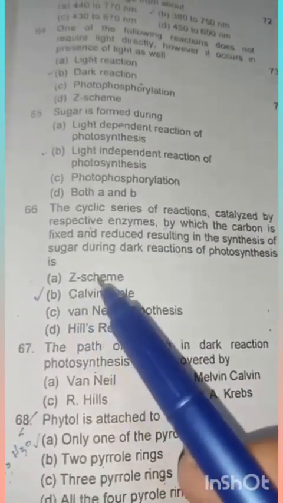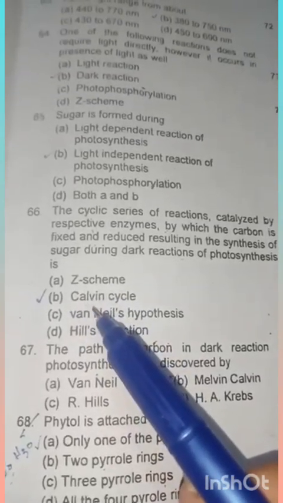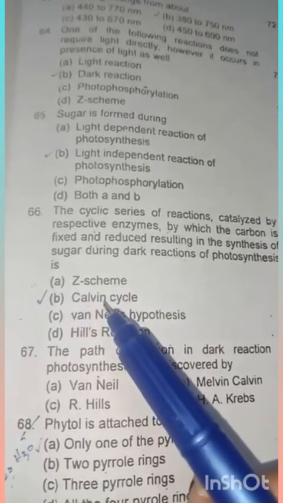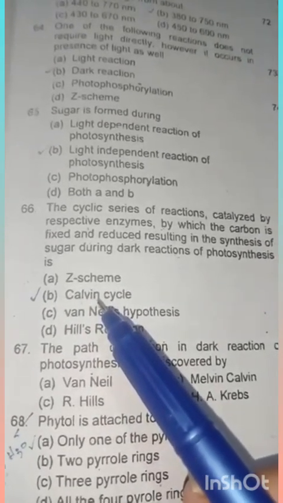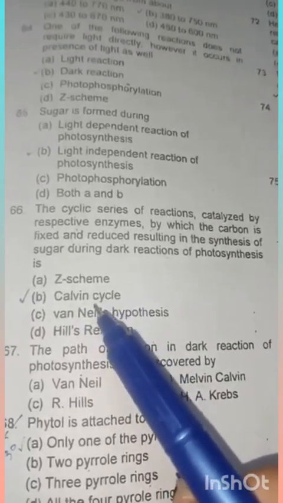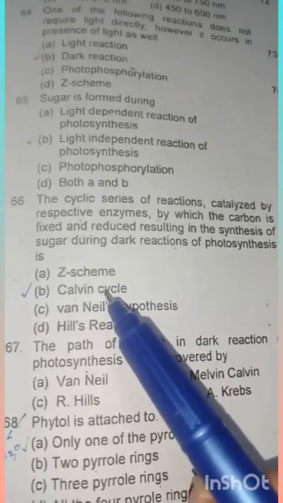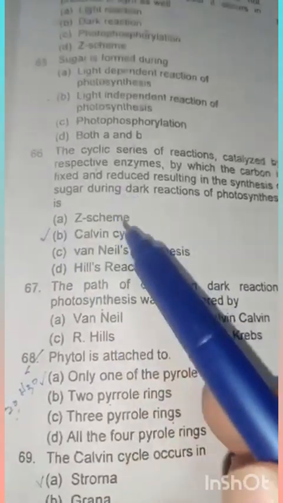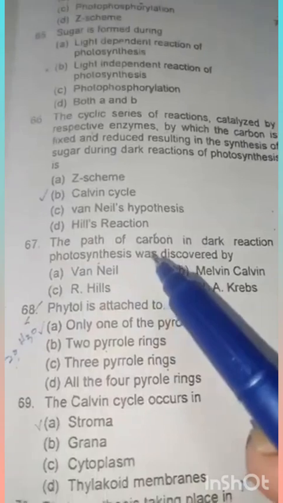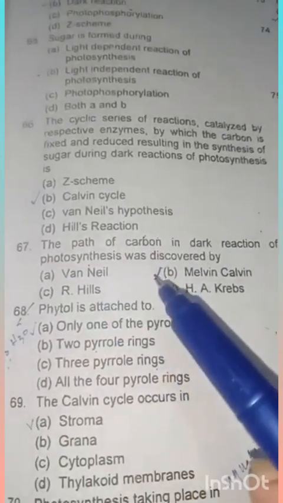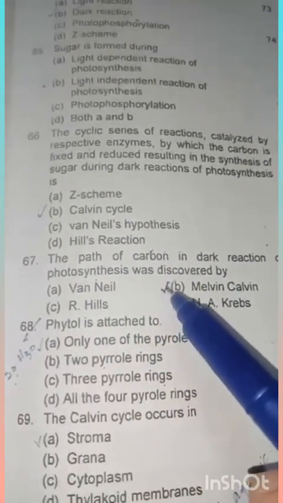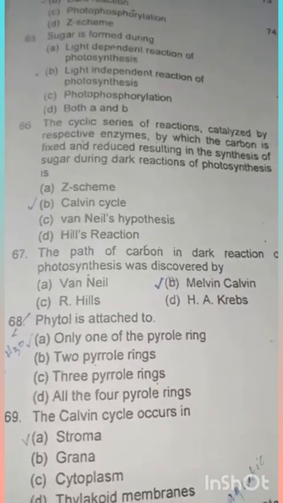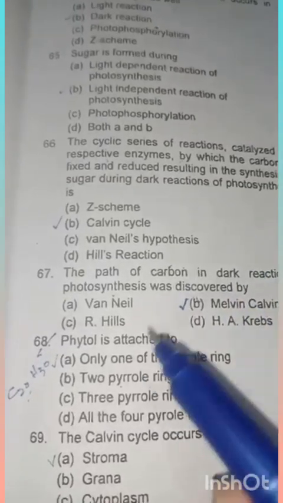Option B is correct here because in the Calvin cycle the reaction proceeds by the fixation of atmospheric carbon dioxide, which is fixed with the help of the Rubisco enzyme, and many different enzymes carry the reaction forward to the product phosphoglyceraldehyde. So option B is correct. Question number 67. The path of carbon in the dark reaction of photosynthesis was discovered by. This is the correct option, option B, because carbon dioxide is fixed during the Calvin pathway.